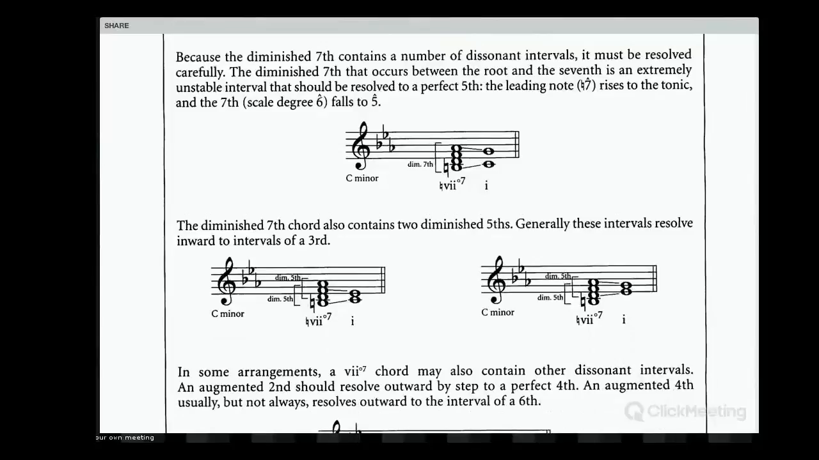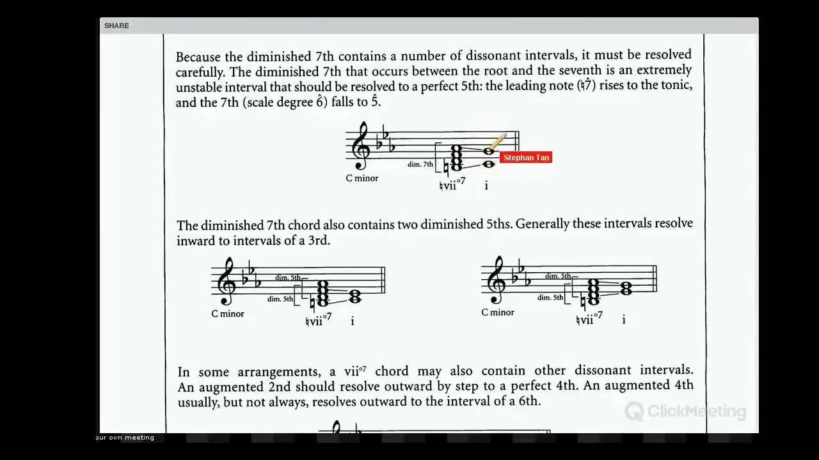Because a diminished seventh contains a number of dissonant intervals, and this is important, it must be resolved carefully. The diminished seventh that occurs between the root and the seventh is extremely unstable. It should resolve inwards to a perfect fifth. Now we're going to get into this a little bit more, but I'm just going to briefly go through the basic resolutions that these notes should have.